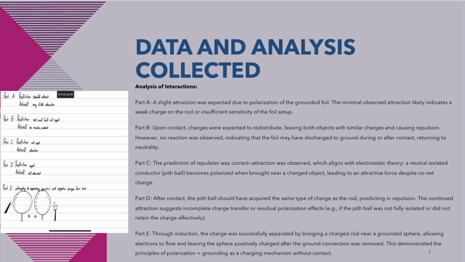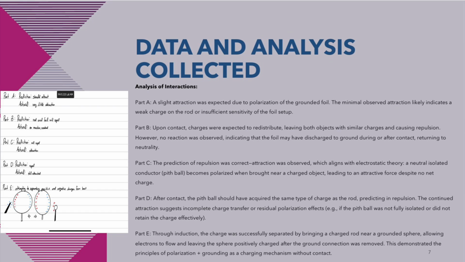Now, in part D, we predicted that there would be a repulsion since both items should be holding the same charge. But unfortunately, our prediction was off again. The balls still seemed to be attracted to the acrylic rod, and we didn't understand why. We tried multiple times to see if we could get different results, but unfortunately, it was either an attraction or no attraction at all.